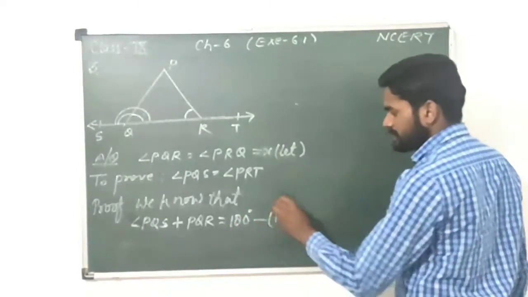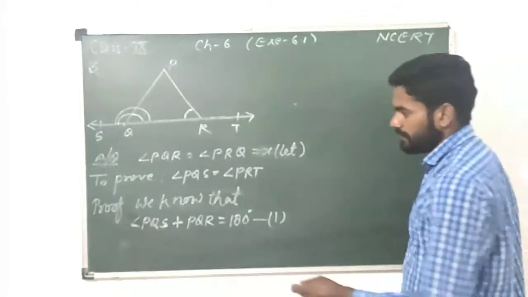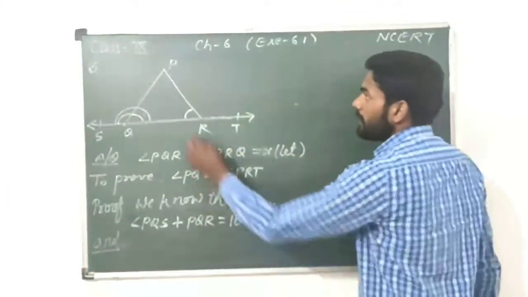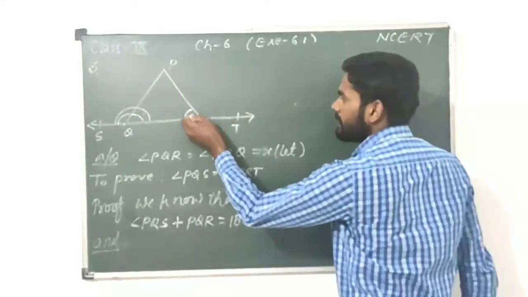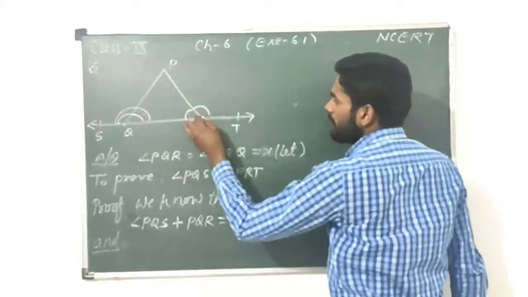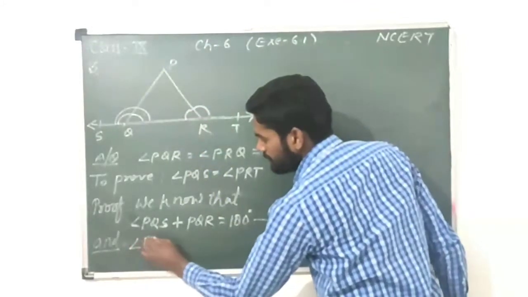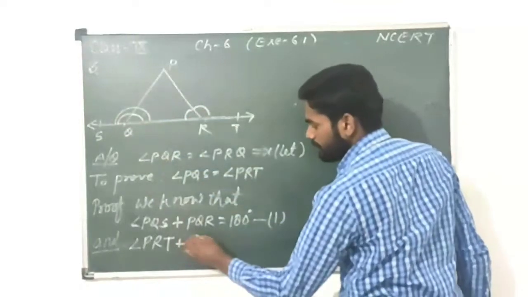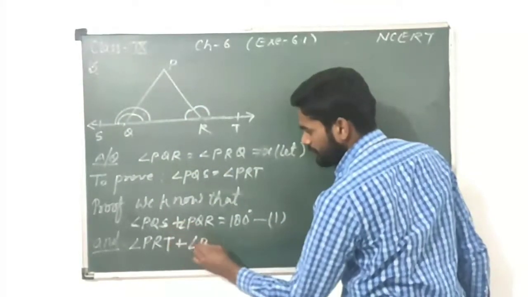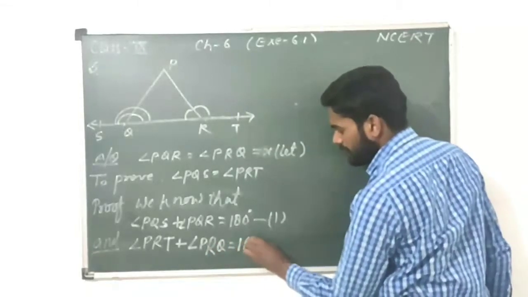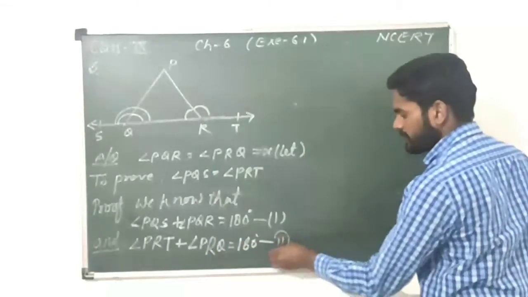Equation number 1. And one more thing, angle PRT, similarly sum of this one and this one is also 180 degrees. Angle PRT plus PRQ is equal to 180 degrees. This is the equation number 2.